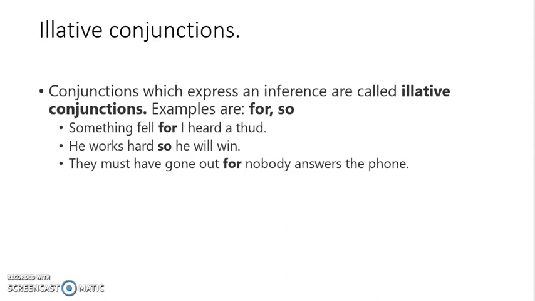He works hard, so he will win. So you are inferring. He is working. I am very sure that he is working hard. So definitely he should win, right? So is used there. Then, they must have gone out, for nobody answers the phone. So nobody is answering the phone, so you are inferring that they must have gone out, right? So these are all the coordinating conjunctions.